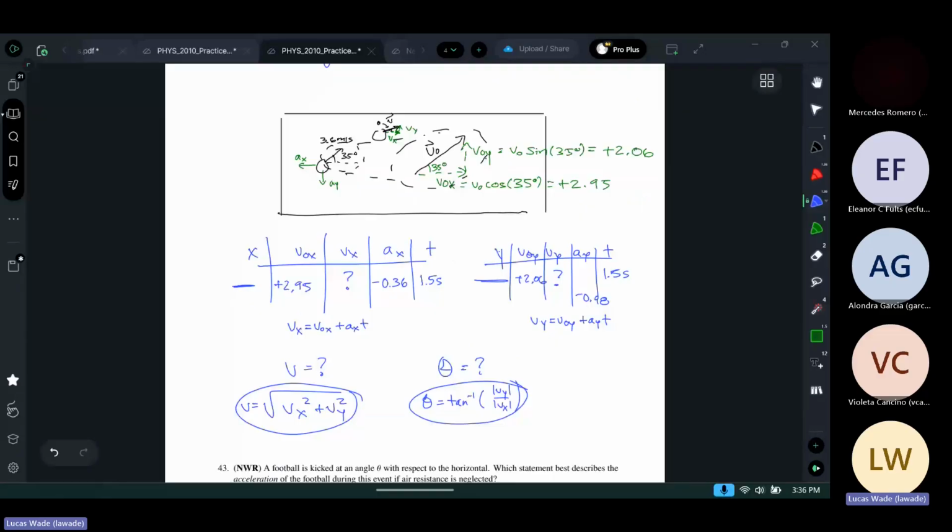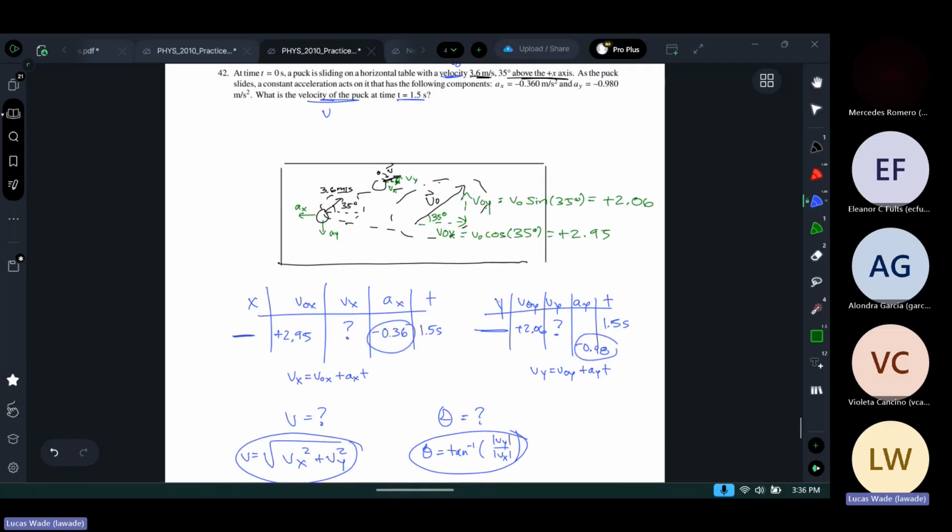So it is very similar to projectile motion. It's just that you're given accelerations here instead of assuming the usual 0 and negative 9.8. Everything else is very similar to what you typically see for a projectile motion problem.